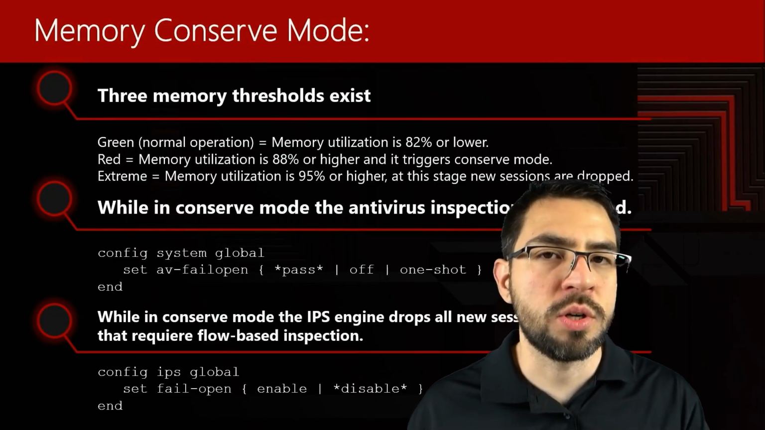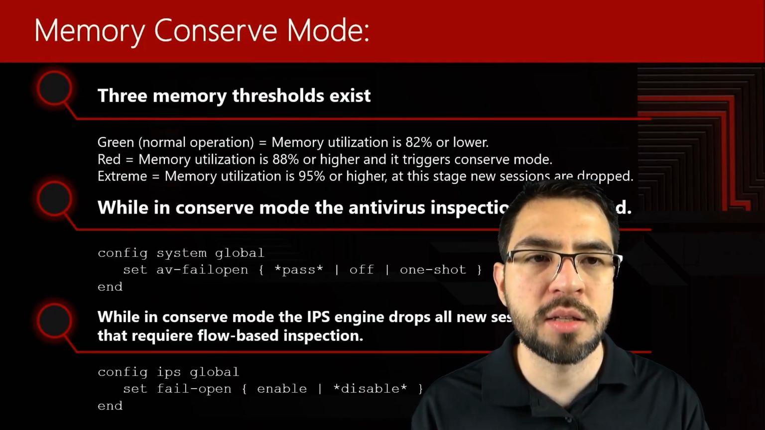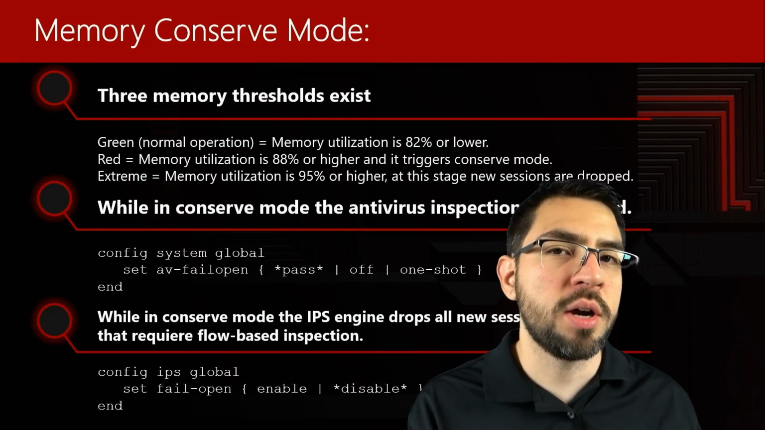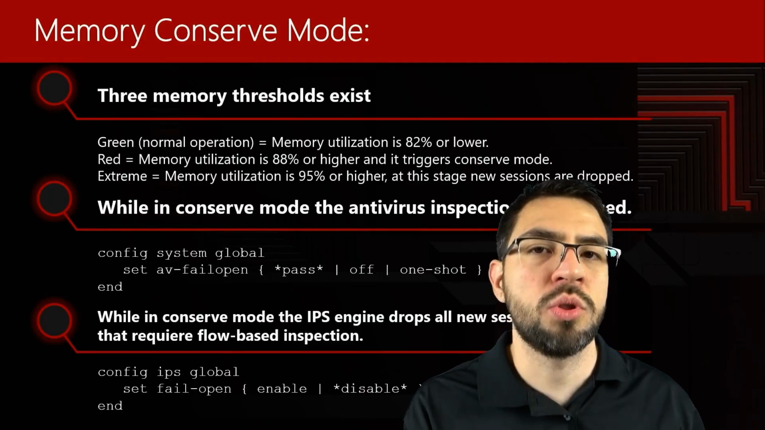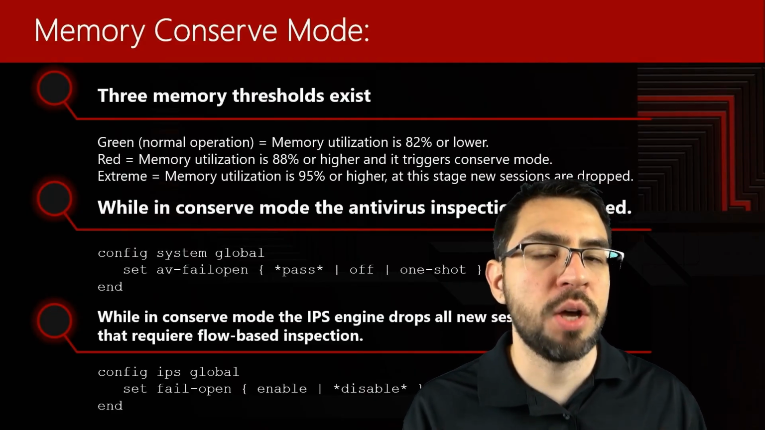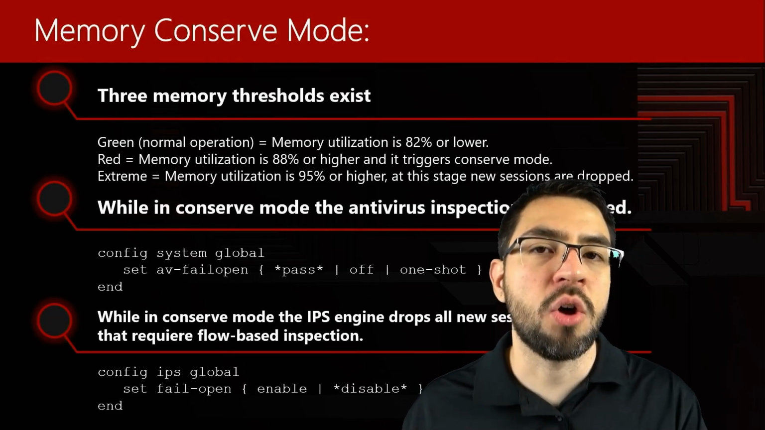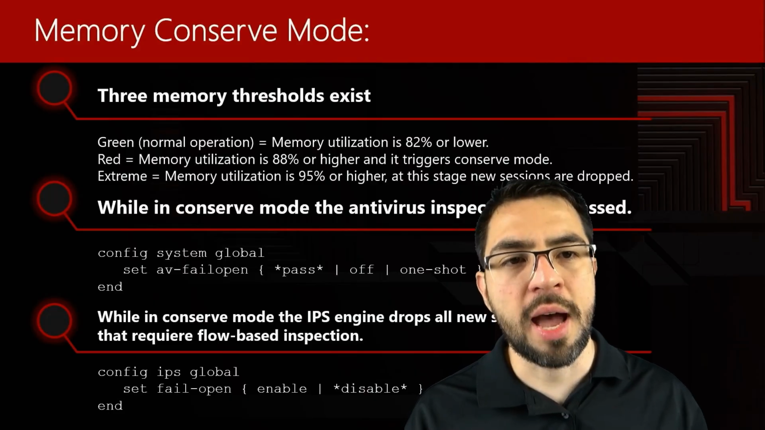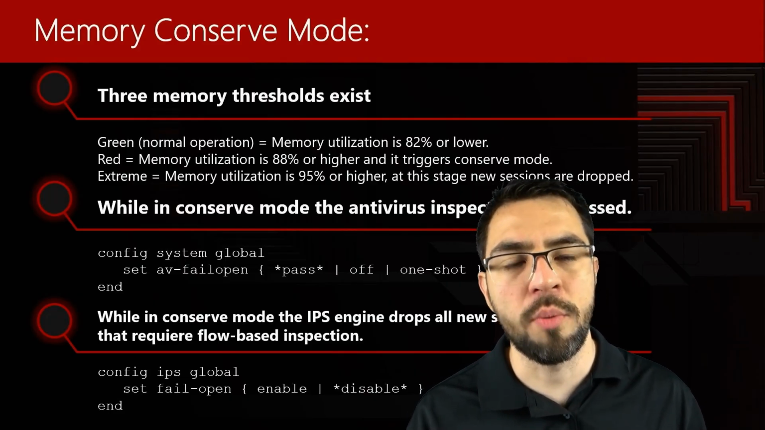Flow-based inspection, which is the default for all our policies, is going to prioritize security over access. This means during conserve mode, those connections, if they require inspection, but we don't have resources to do that, are going to be discarded. And that is controlled within the IPS global section with the set fail-open command.